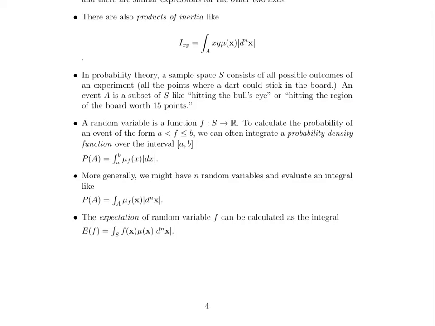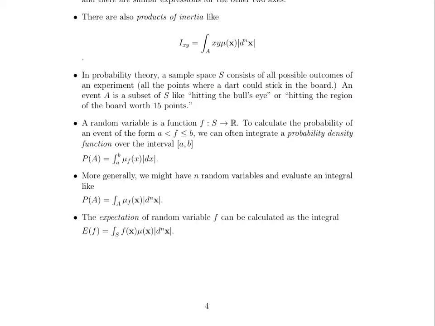In this case, where we're talking about throwing a dart, maybe hitting a bullseye or hitting the region of the board worth 15 points, those two are events. Maybe rolling 2 6s is an event when you're rolling a pair of dice. Flipping a coin and getting heads, that's an event when you're talking about the sample space of coin flips. And so when we're talking about random variables, a random variable is a function that maps from the sample space to real numbers. It assigns a real number to the outcome of a particular experiment.